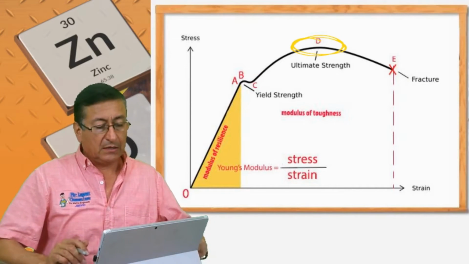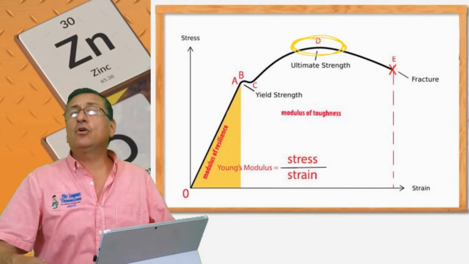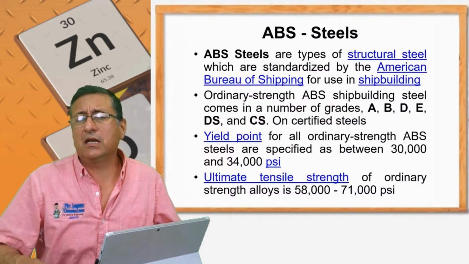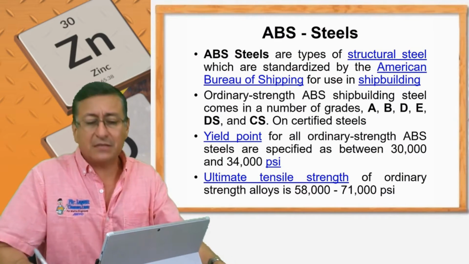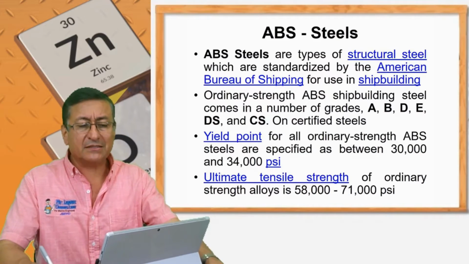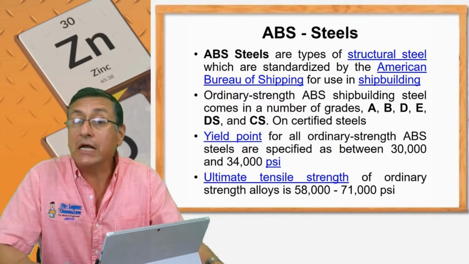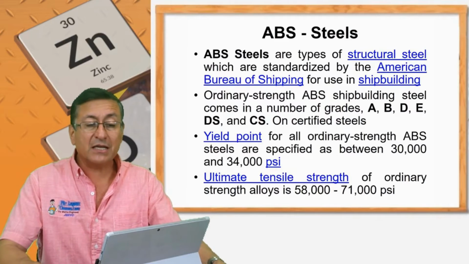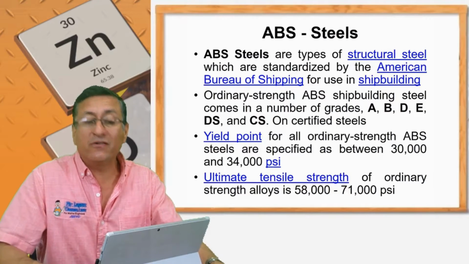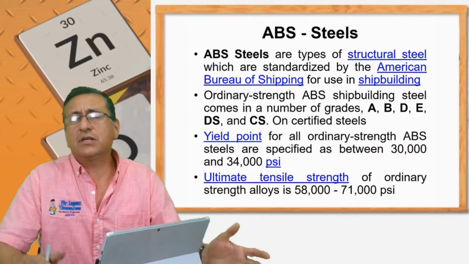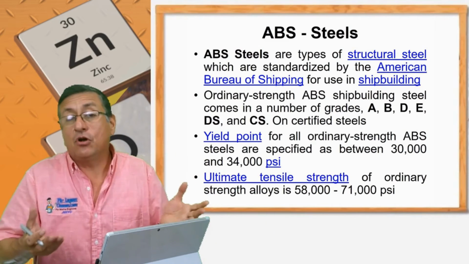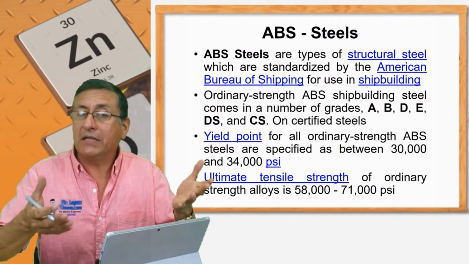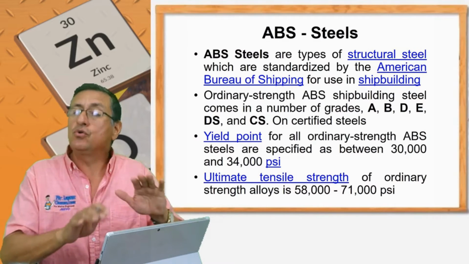All right? Don't forget that designation. Another important designation in steels is the ABS steels. ABS steels are a type of structural steel standardized by the American Bureau of Shipping and used in construction. I mention it only because it's important that you know, but in marine applications we don't use those steels.